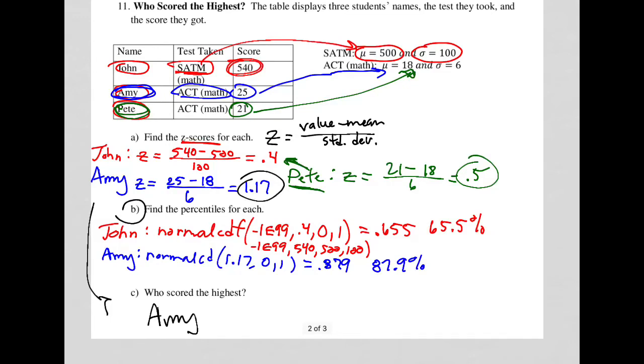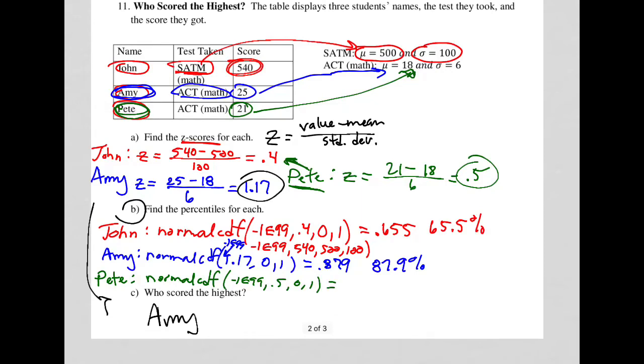And then lastly, we have Pete. So Pete, we're going to use normal CDF. I noticed that I left off my F there. All right, so normal CDF. And once again, I'm going to use his z-score, but you could use his test score if you want. Oh, I'm writing so fast, I realized here I also forgot my negative infinity. Hopefully y'all caught that, because I was about to do it again. Okay, so negative infinity. Pete's z-score is 0.5, standard deviation 1.